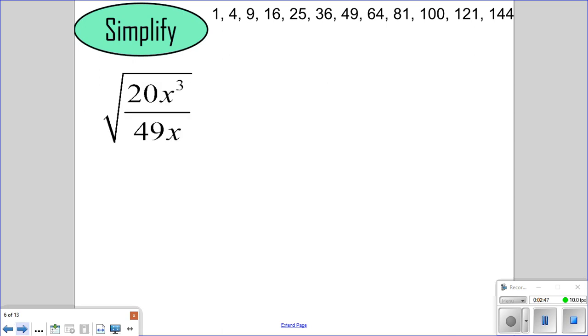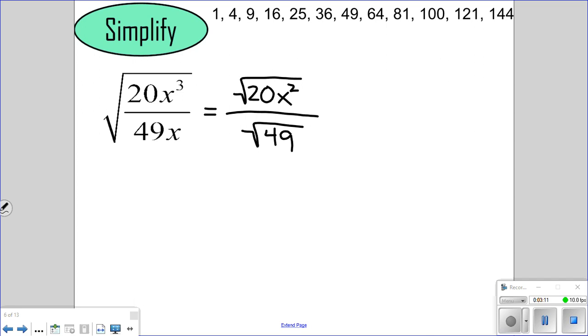Our next example. Once again, I like to simplify anything that I can. So 20 over 49, that cannot be simplified at all. However, if I have x to the third over x, that can be reduced to x squared up on top there. So I'm going to go ahead and rewrite this as square root of 20x squared up top over square root of 49.